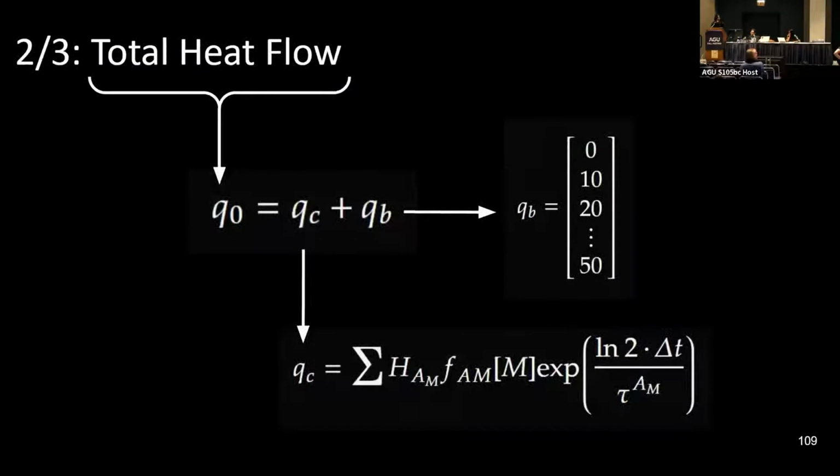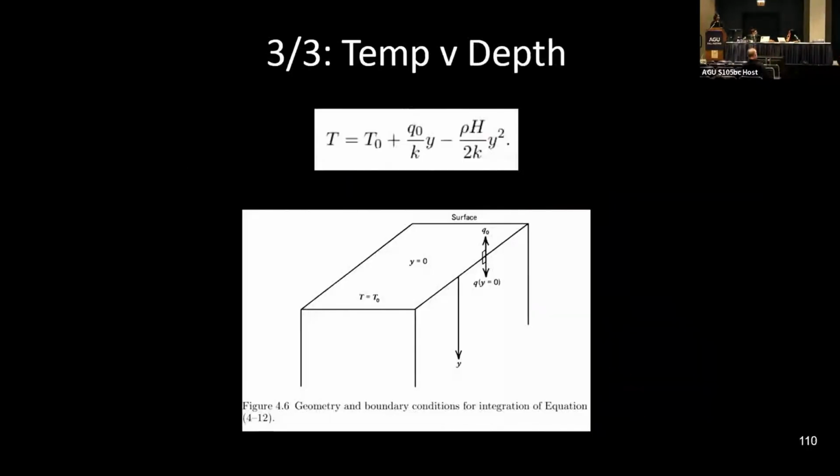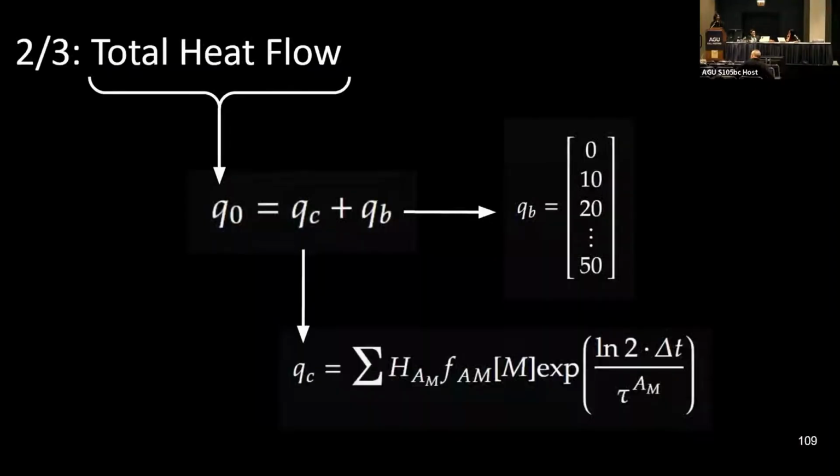Yeah, so the total heat flow at a certain location, which we're going to use to go into our temperature versus depth calculation later on, is just going to be the sum of crustal heat flow due to radiogenic heat-producing elements plus the basal heat flow.